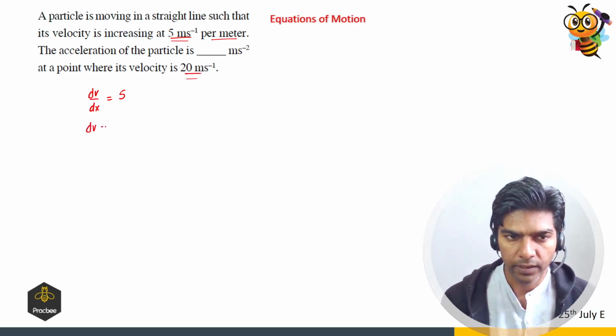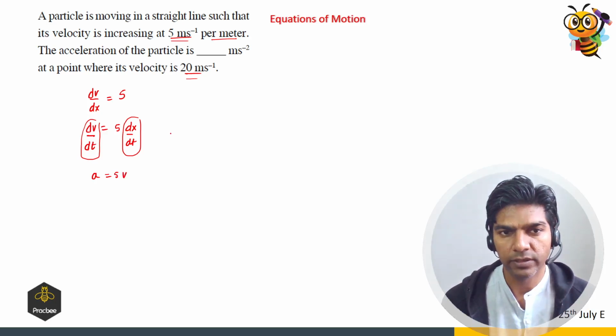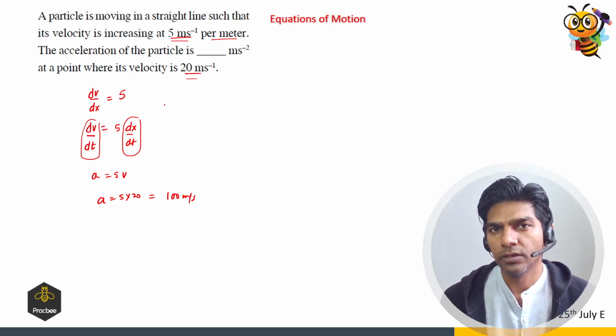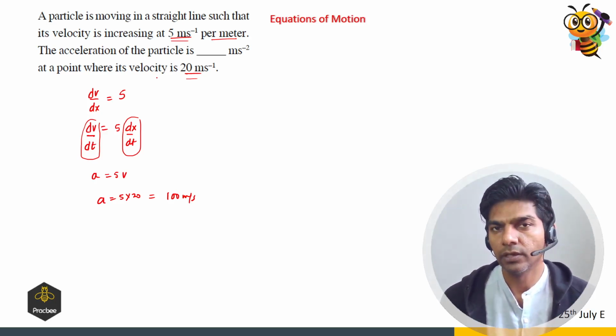So dv is given as 5 times dx. Now if we divide both sides by dt, this is nothing but the acceleration and this is nothing but the velocity. So we can say acceleration is 5 times the velocity, and when the velocity is 20, acceleration will be 100. So 100 is the answer, right? Now this question is not from this particular type, because we haven't used any equation of motion. But still remember what we have done. According to what is given in the question, you have to solve the question.